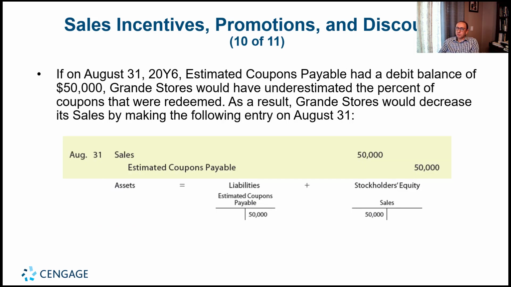So if on August 31st, year 6, estimated coupons payable had a debit balance of 50,000, in other words, more people used the coupon than we expected. So Grande Stores would have underestimated the percent of coupons that were redeemed. As a result, Grande Stores would decrease its sales by making the following journal entry. So we are going to reduce our sales a little bit further. By reducing sales, we're going to debit it, and we increase the estimated liability for the coupon payable by $50,000. So we debit sales, credit estimated coupons payable.